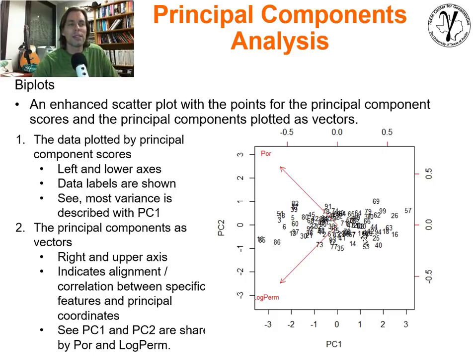Then we can take the component loadings for each one of the variables and plot a vector going from 0 to the component loadings in principal component 1 and 2 for the variable porosity. We do that for log perm. If we had a bunch of variables, we do that for each one of the variables.